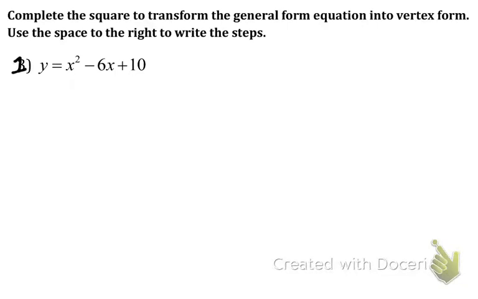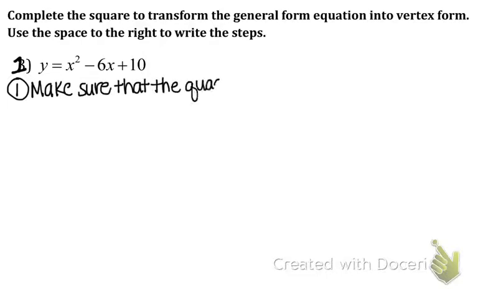You can use the box at the right of your note sheet in order to fill in all of the steps, but I'm just going to write them as I go. So first thing we are going to do is make sure that the quadratic is equal to 0 or y. So let's check. We have y equals x squared minus 6x plus 10. So the y is completely isolated by itself over on the left side.